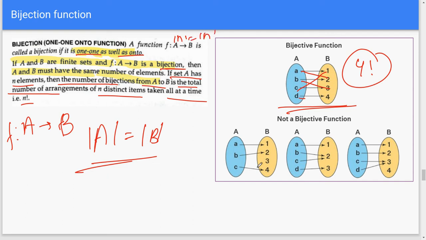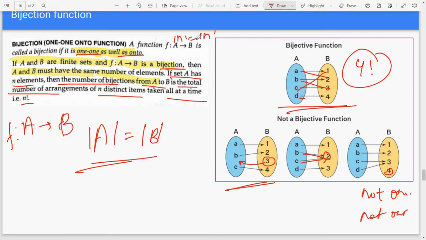Now, not a bijection function. Consider this particular function: it is not a bijection because if you look at 3, there is no corresponding element, so this is not an onto function. This particular function is not a bijection because b is related to 2 elements, so this is not a function at all. And if you look at this particular one, this is not a bijection because it is neither one-one nor onto. So this is what the bijection function is all about. I think you are clear with the bijection function.